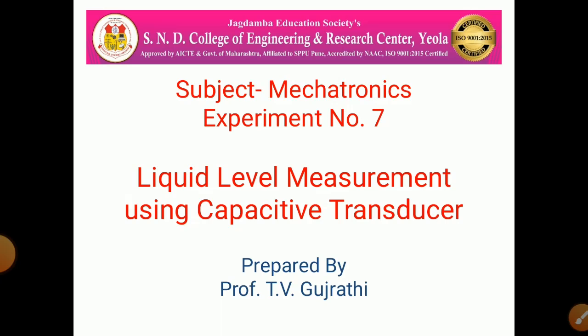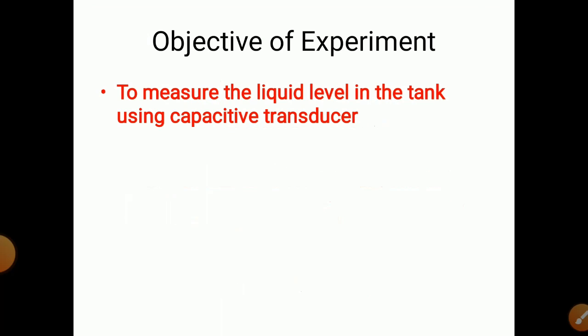Today we'll study experiment number 7 of the mechatronics subject, and the experiment name is liquid level measurement using capacitive transducer. So this is the name of the experiment. Now what is the objective of the experiment? The objective is to measure the liquid level in the tank using capacitive transducer. So in this case we are going to study the capacitive transducer and we are going to measure the liquid level in the tank. Okay, so this is the objective.